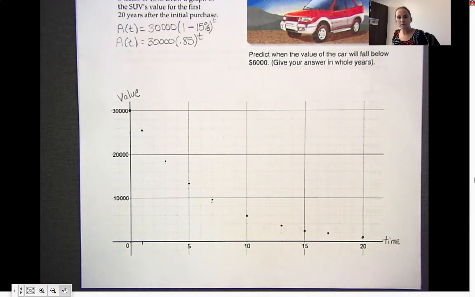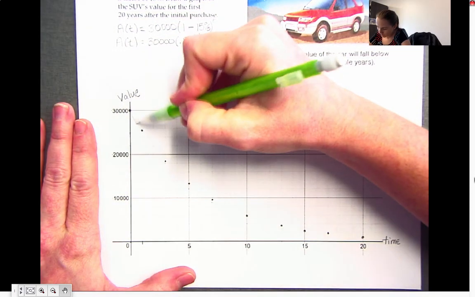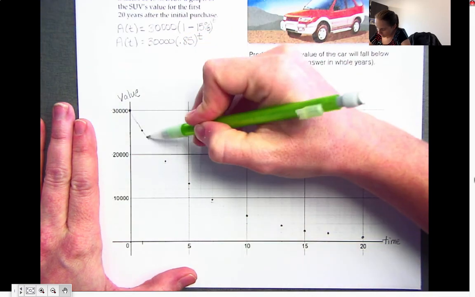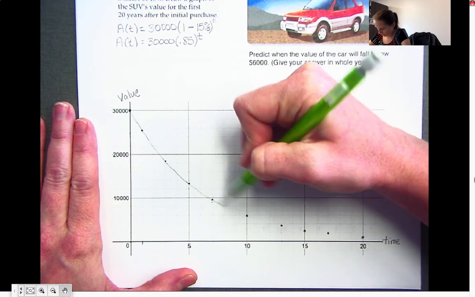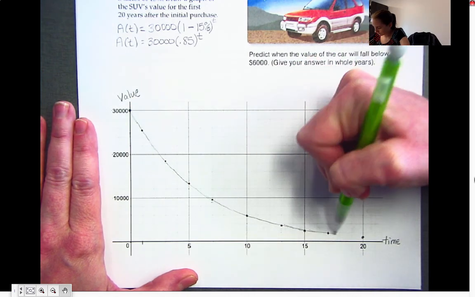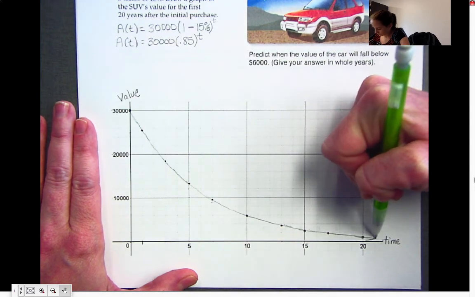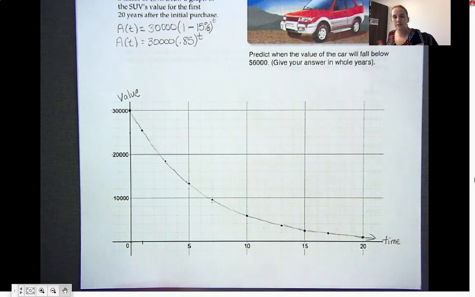All right. So now you can see the shape of the graph. You can see it declining over time. And all we're going to do is sketch the graph. Okay, and there you have it.